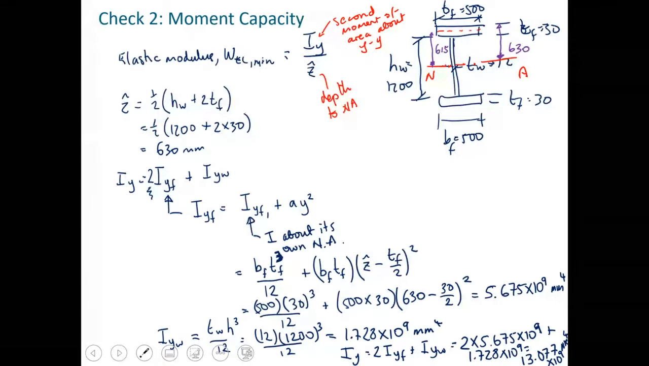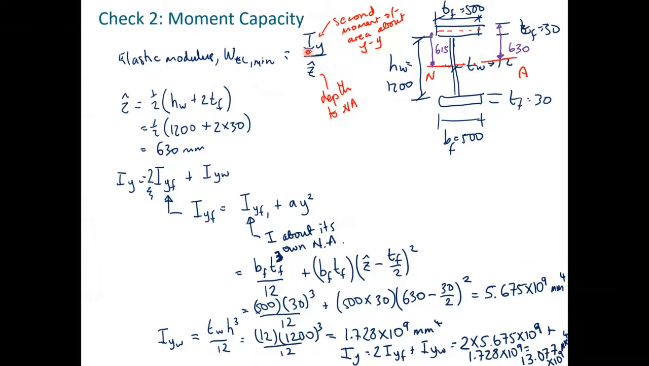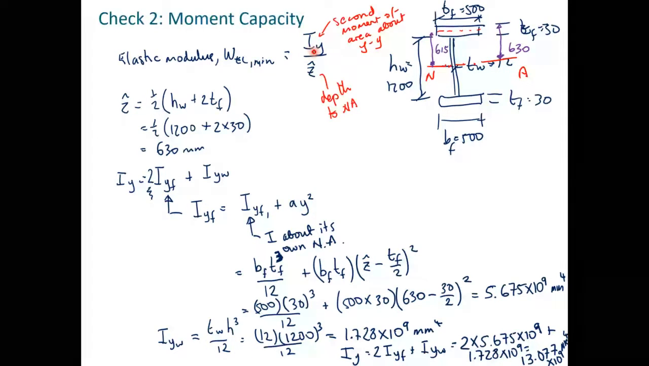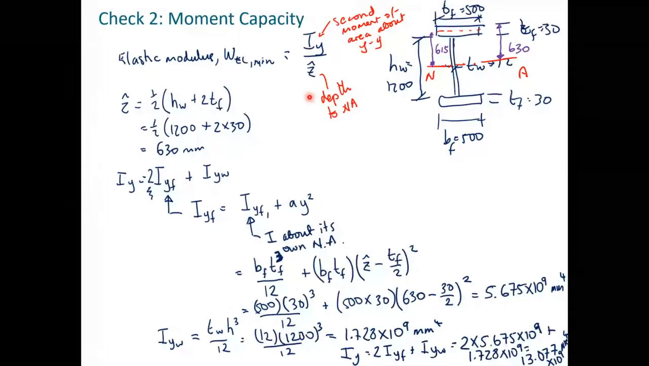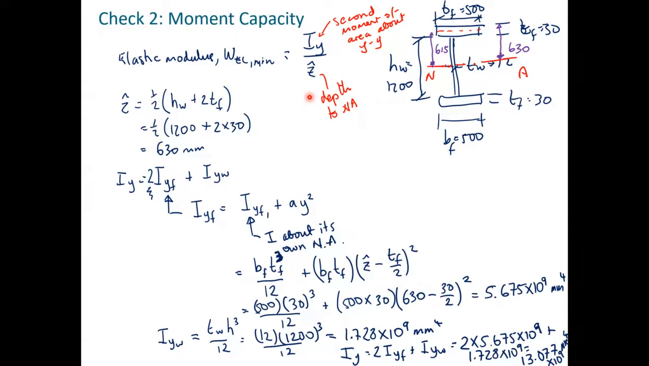Okay, so we then have to work out what this elastic modulus is, and the elastic modulus is the second moment of area about the y-axis divided by the depth of the neutral axis. And for this section here, the depth of the neutral axis is 630 millimeters from the top down to the middle here. We know that the second moment of area for the section about the major axis is the second moment of area associated with the two flanges, plus the second moment of area associated with the web. So that's this part here.